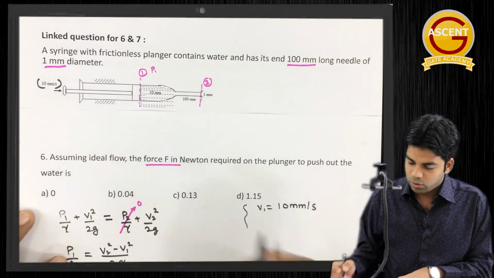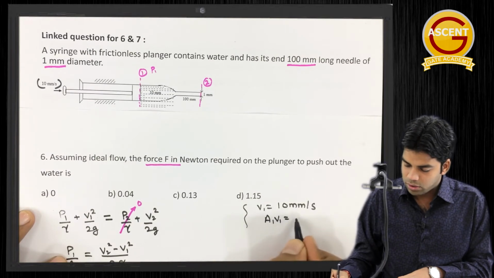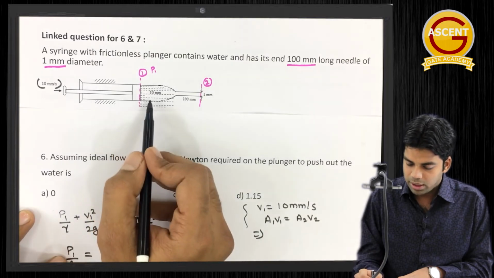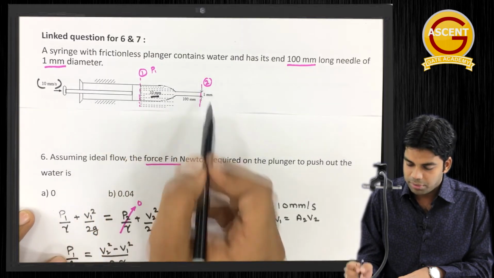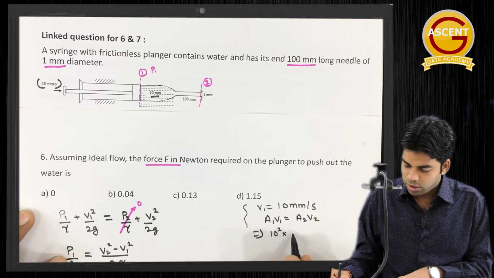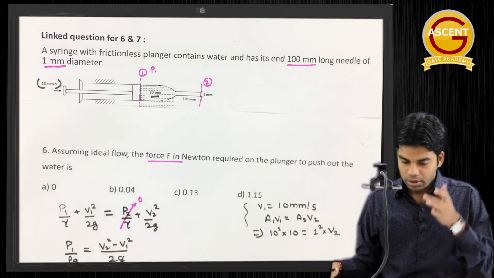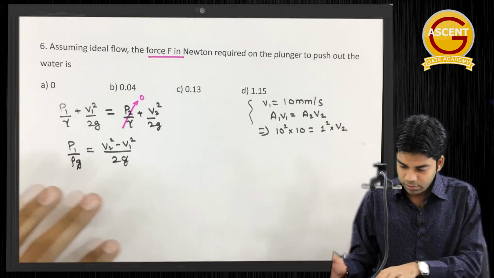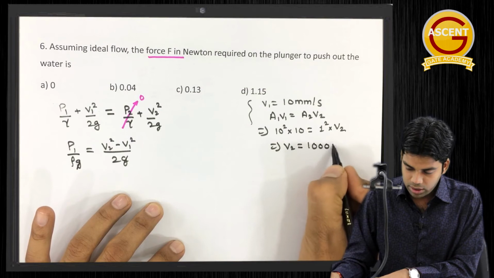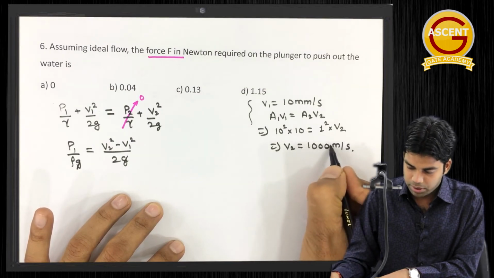V2 we can determine how? A1 V1 is equal to A2 V2. Now A1, the diameter here is given as 10 mm and here the diameter is 1 mm. So A1 will be pi by 4 into 10 square, pi by 4 will get cancelled out, 10 square into V1, which is 10 mm per second, is equal to 1 square into V2, which you have to determine. So from here we will get V2 equal to 1000 mm per second.